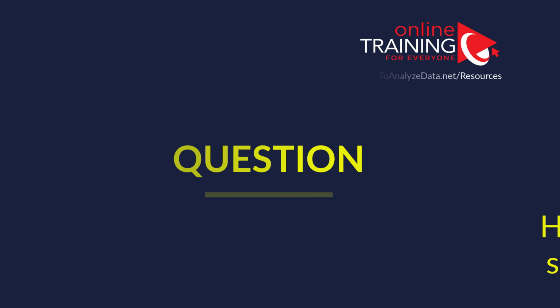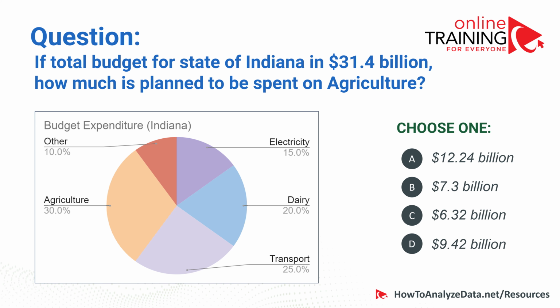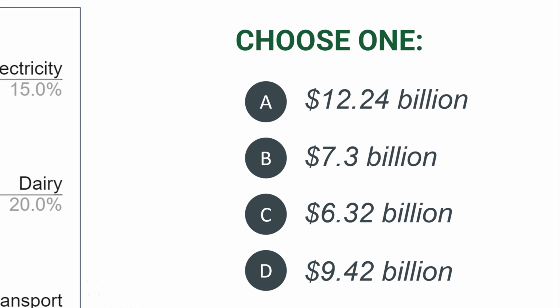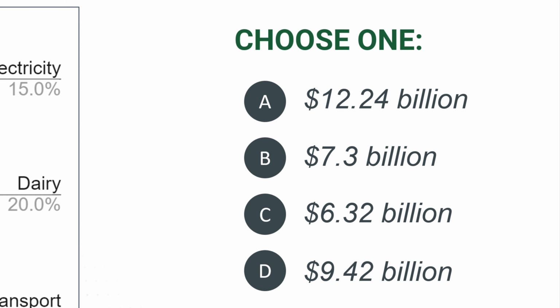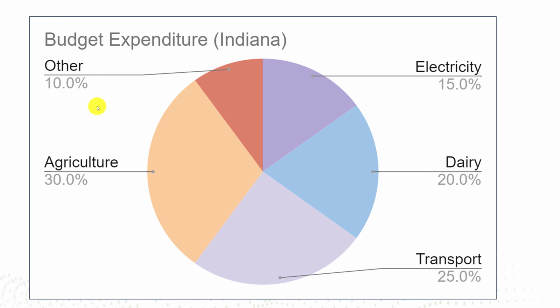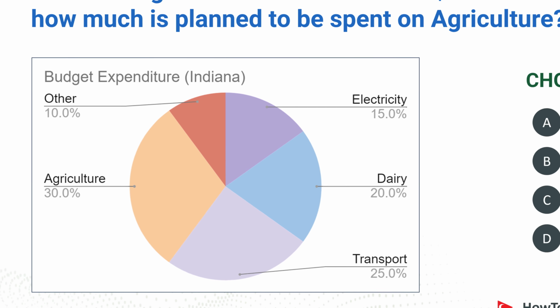Now let's look at the question which tests your knowledge of percentages and logical reasoning, and frequently used as part of math reasoning, abstract reasoning, numerical reasoning, and logical reasoning tests. If total budget for the state of Indiana is $31.4 billion, how much is planned to be spent on agriculture? And you have 4 choices: $12.24 billion, $7.3 billion, $6.32 billion, and $9.42 billion. And you have a chart which shows different percentages for different types of expenditures. Which one do you think is the right choice here?